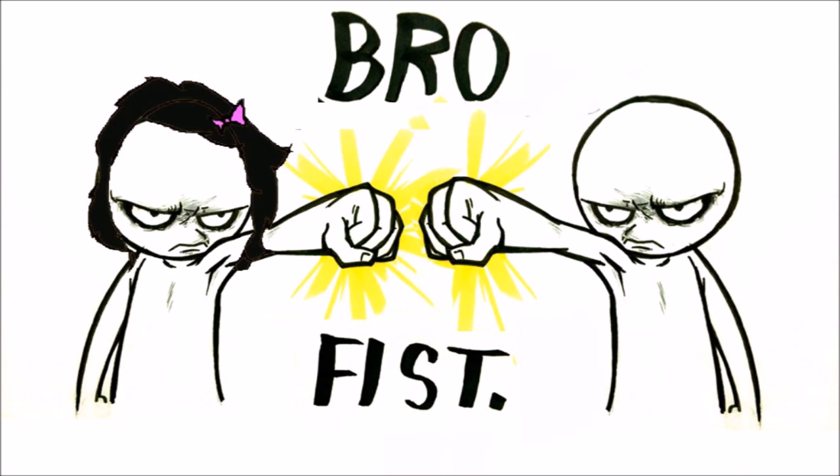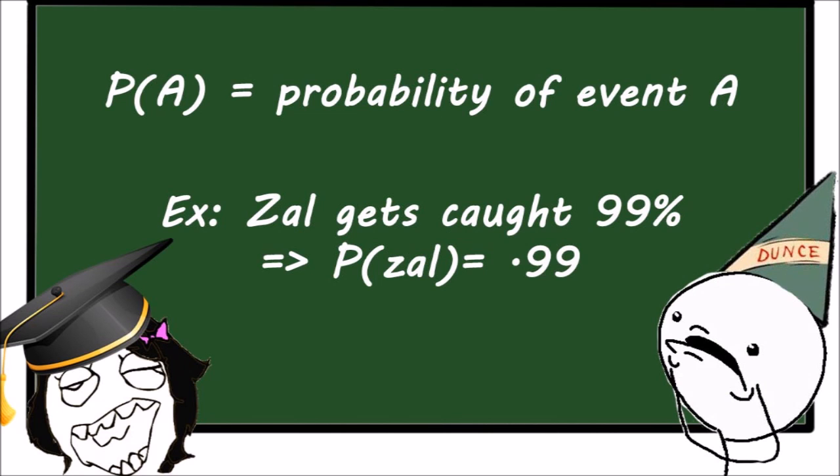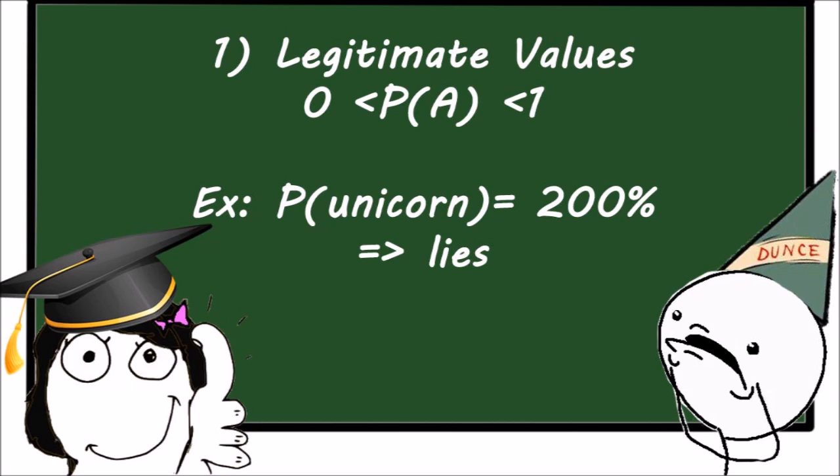Anyway, P(A) is a notation for the probability of an event A. For example, if the chance of you getting caught is 0.99, then P(Zal) equals 0.99. Alright, that sounds legitimate. Wow, you're already catching on. The first rule is legitimate values: the probability of one event must be at least 0 and at most 1. Oh, because at least the event A will not occur, and at most it will for sure occur.